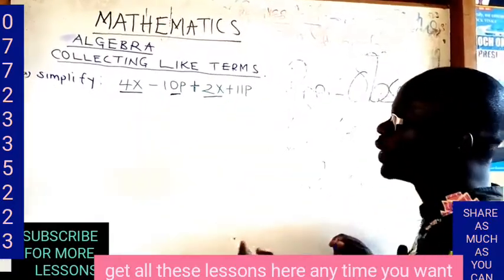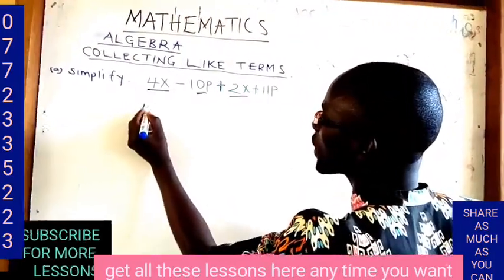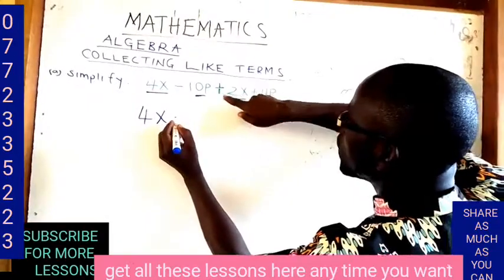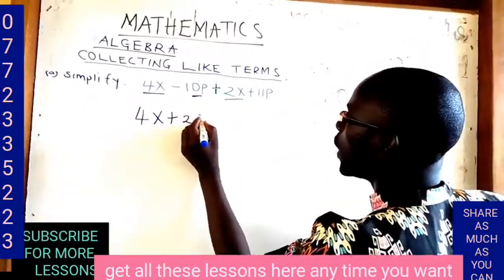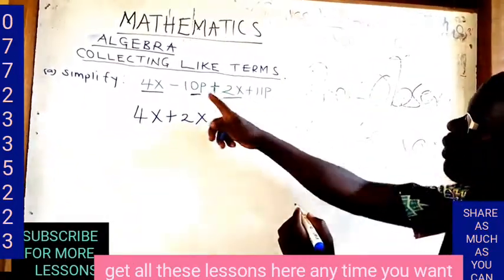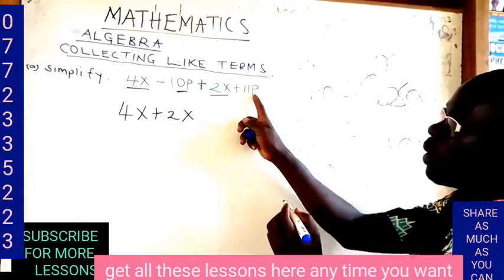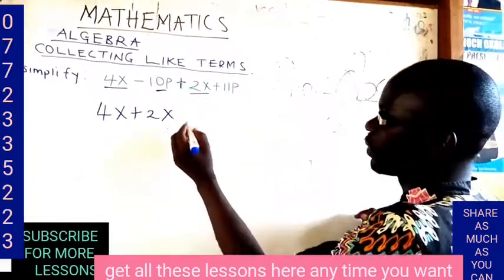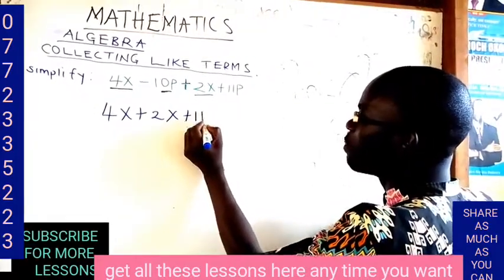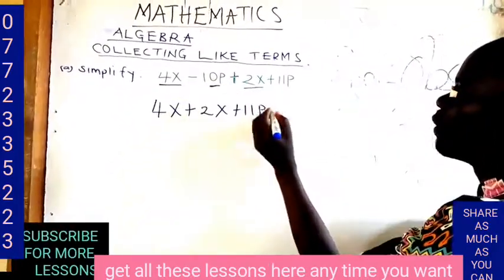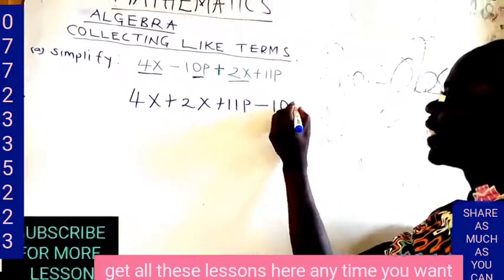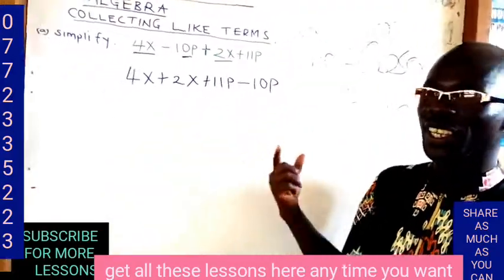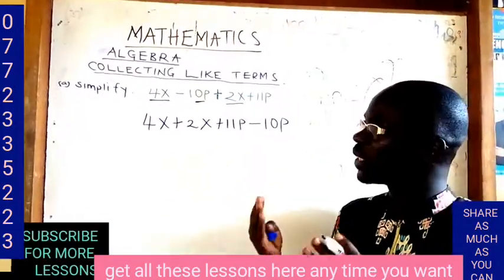Therefore, when we are dealing with this, we shall pick this 4x as you have seen it there. Then, this 2x is positive, you bring 2x there. Now, we have 10p and 11p. Between the two, you realize that this one is a positive. We always begin with a positive. So we shall have 11p, then you bring minus 10p. You can now see that we have collected them, but we haven't yet worked on them. We haven't got the final answer.